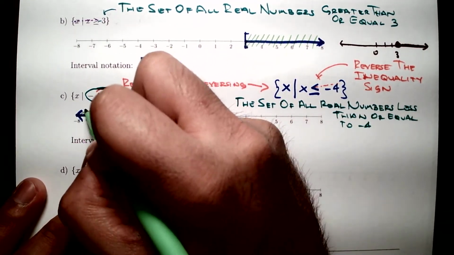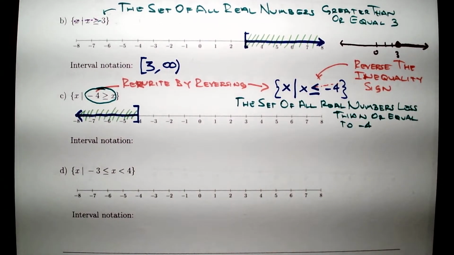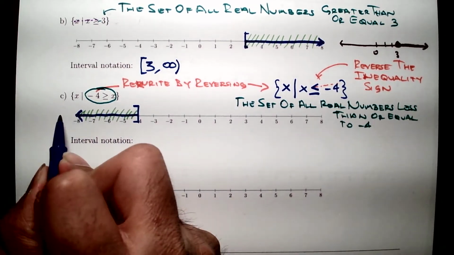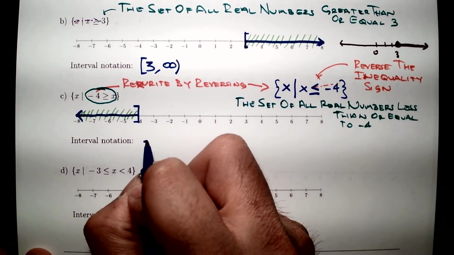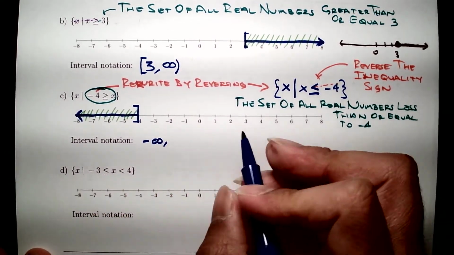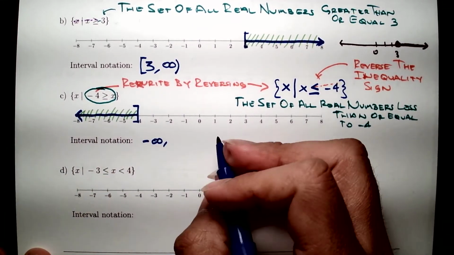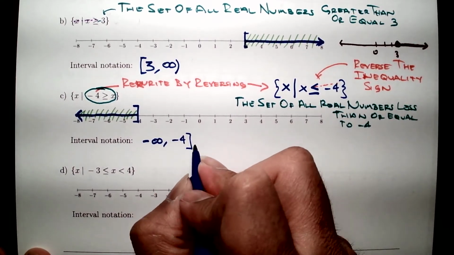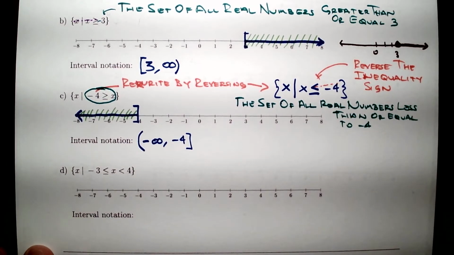Of course, grab your highlighter. You might want to do this. Maybe not. Using interval notation, what is the smallest number in the set? The arrow indicates that -infinity is the smallest number and the largest value in the set is -4. Be sure to have brackets around the -4 and parentheses around the -infinity symbol.